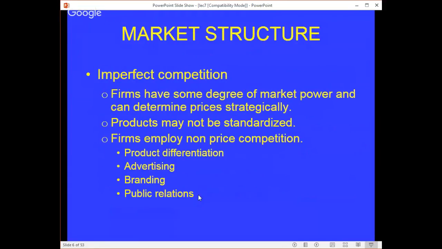Imperfect competition. Firms have some degree of market power and can determine prices strategically. Products may not be standardized. In other words, I can differentiate my product from others. And firms employ non-price competition, with the first one being product differentiation, and I can get that by advertising, branding, or public relations.